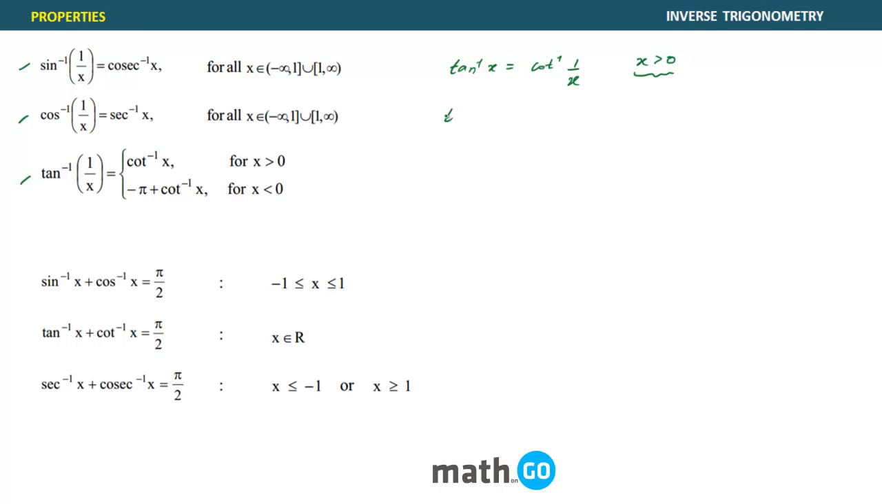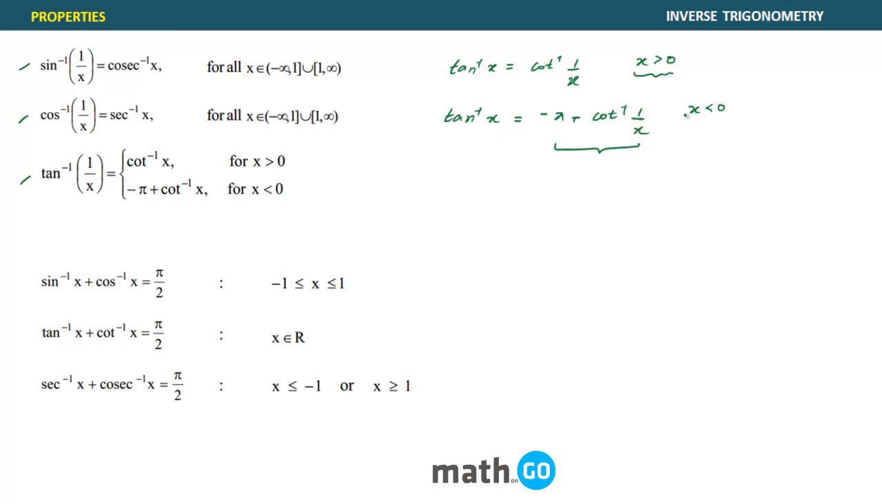But when x is negative, that is tan inverse 1 by x when x is negative, now what you people have to remember is something different. This will be minus pi plus cot inverse x, right, when x is negative. So for x negative, this is a special case where minus comes in. So do not worry whether this is x or 1 by x, you can replace them because this is an identity.